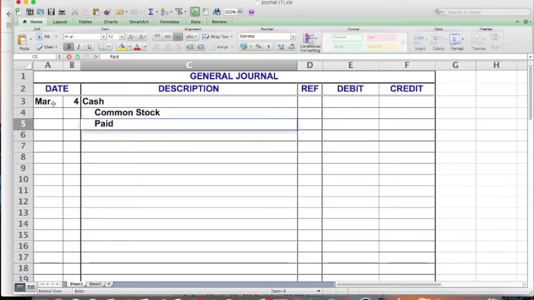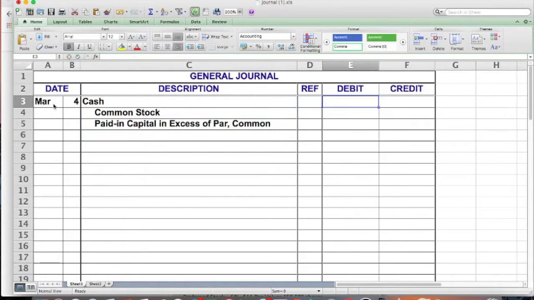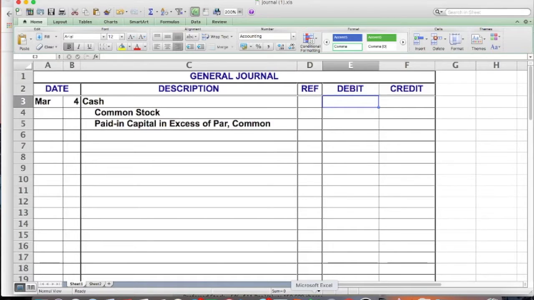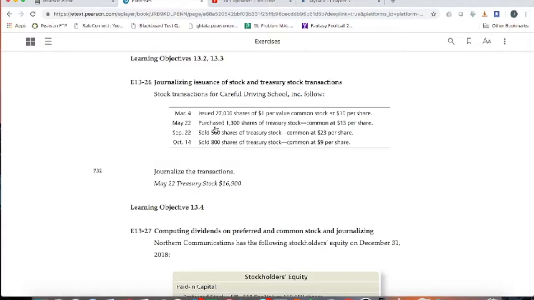And then I'm going to credit paid in capital in excess of par common. So this is how I'd record this journal entry. Let me just put some numbers into here. All right, so it looks like we issued 27,000 shares and we got $10 per share. 27,000 shares times 10 gives me a debit to cash of $270,000 here.